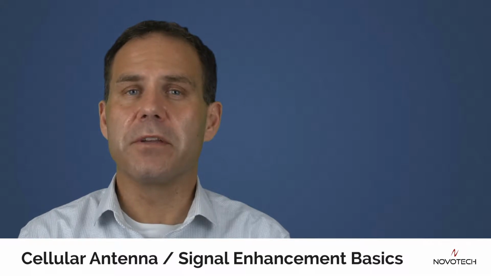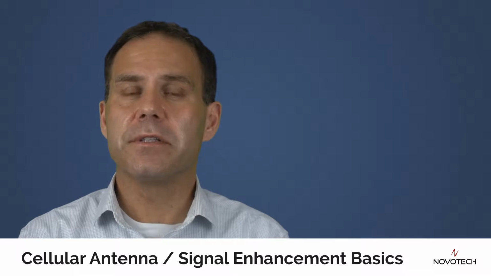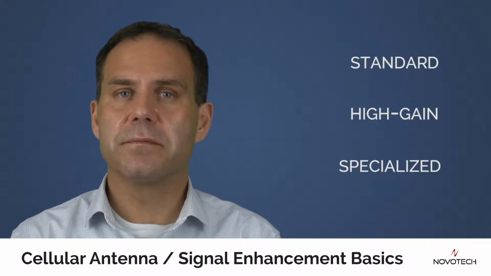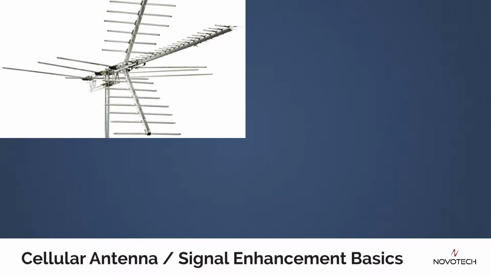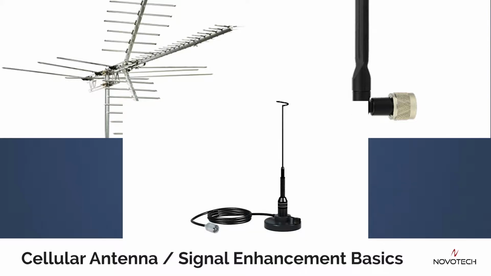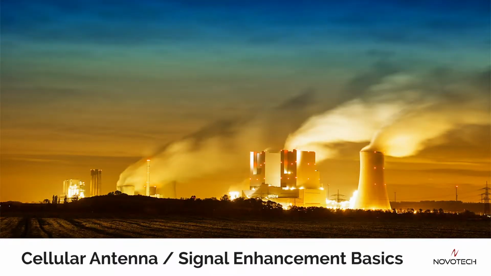We'll start by talking about antenna choices that work with cellular modems. To keep it simple, we'll put them into three broad categories: standard, high gain, and specialized. Standard antennas can be in a variety of form factors and sizes and are sufficient for many mobile and fixed deployments. They can vary a bit in terms of durability and quality, so be sure to keep that in mind when selecting. High gain antennas are ideal for deployments in three different scenarios.